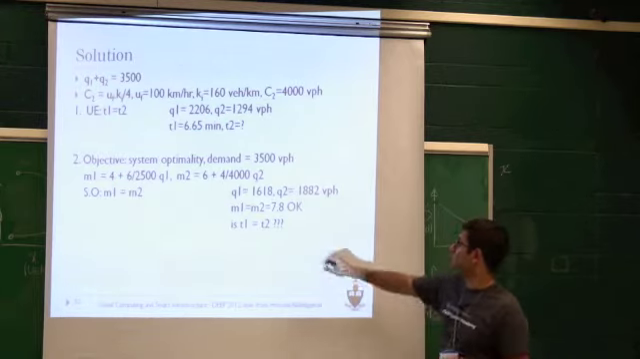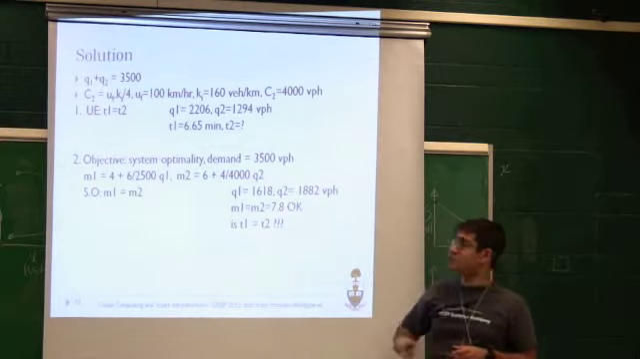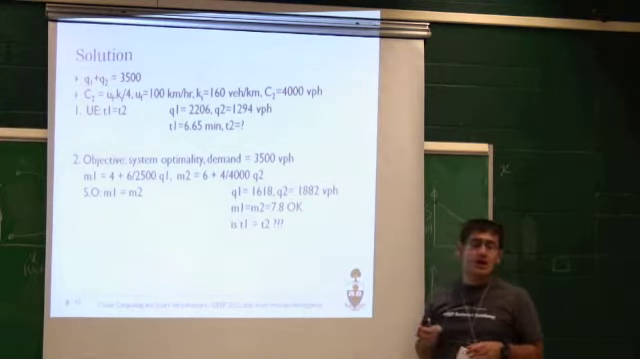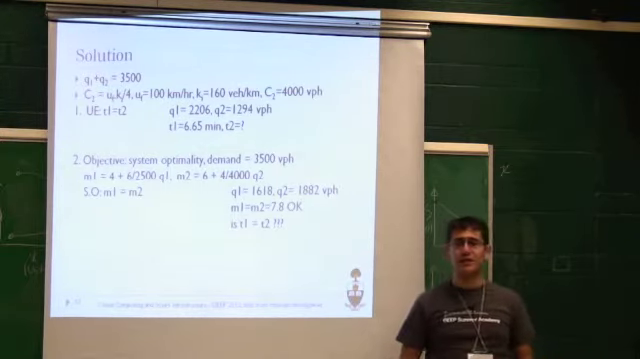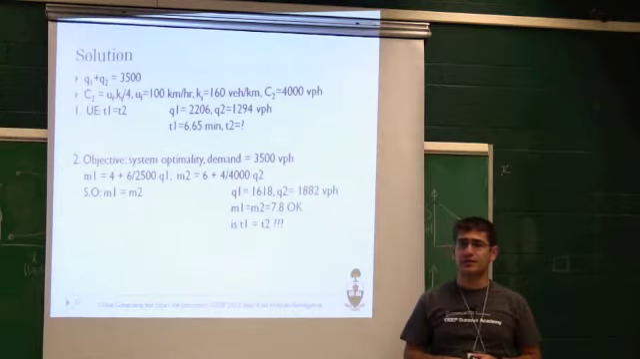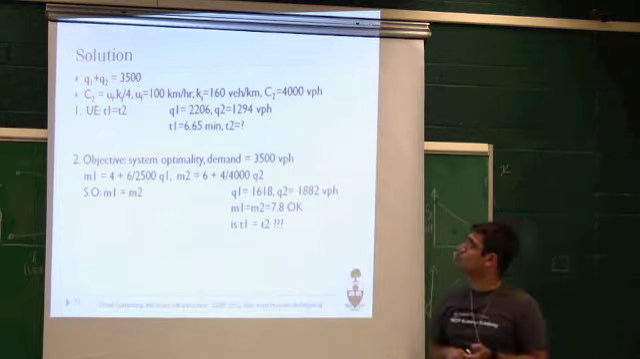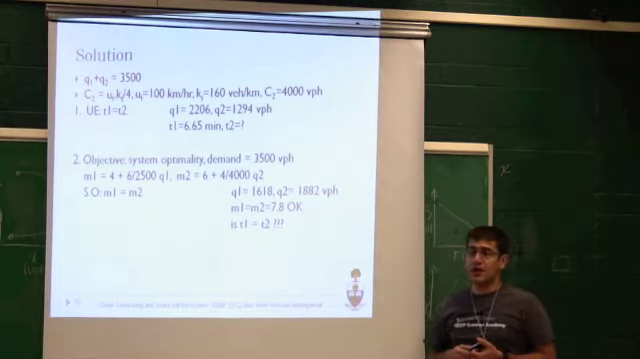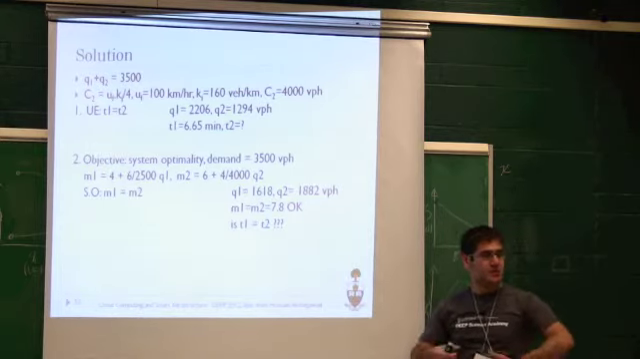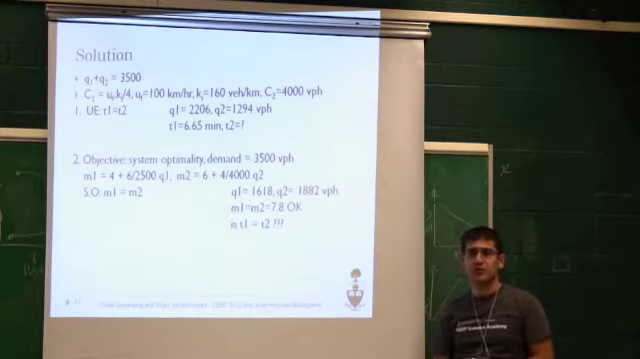System optimal. So I want my queues to end up similar to this one rather than that. If I don't tell anyone anything, what am I going to end up with? Which is Q1 equal to 2206 and Q2 equal to 1294. So if I'm able to tell a small number of people to take a different route, what route should I tell them to take?